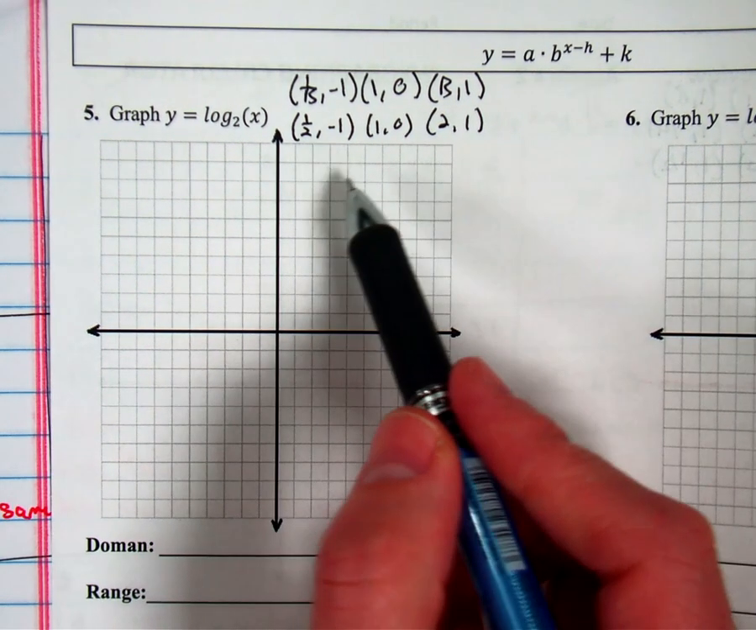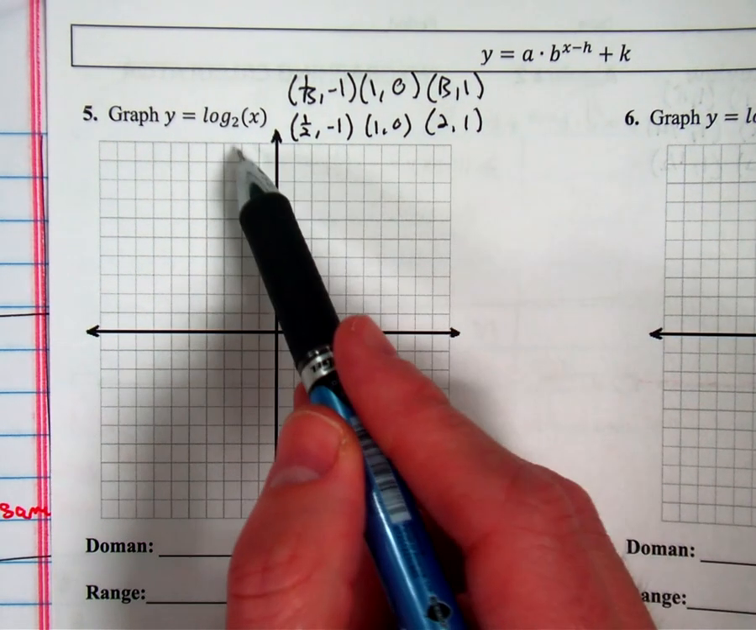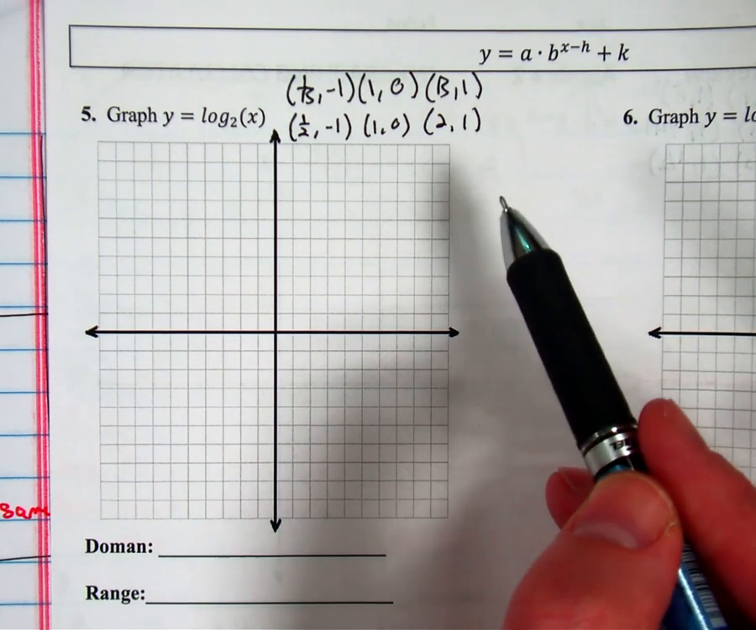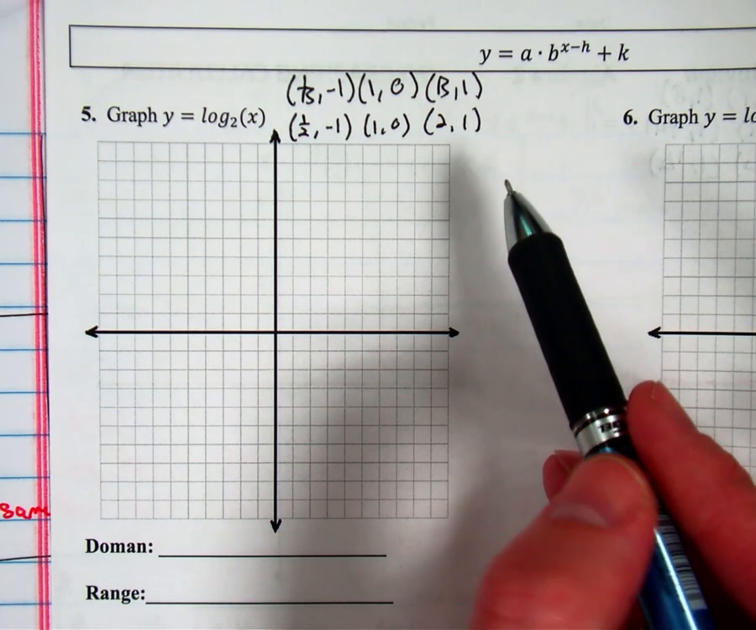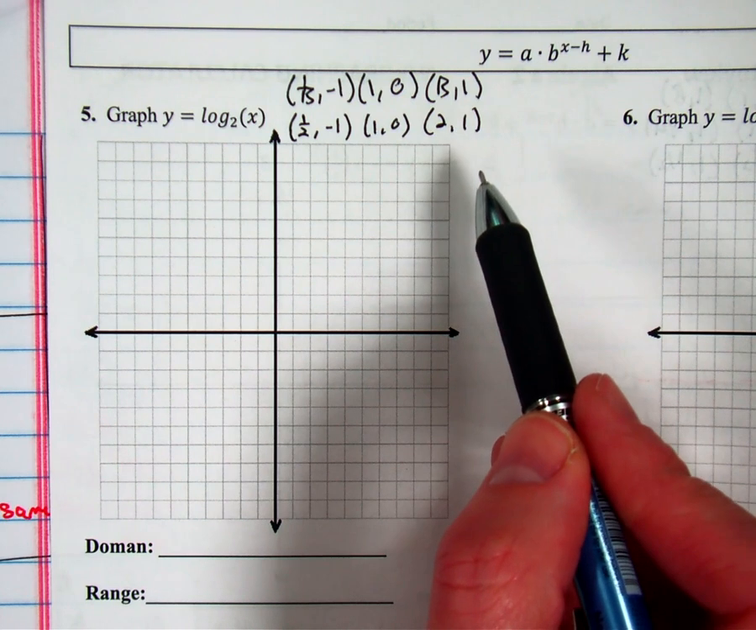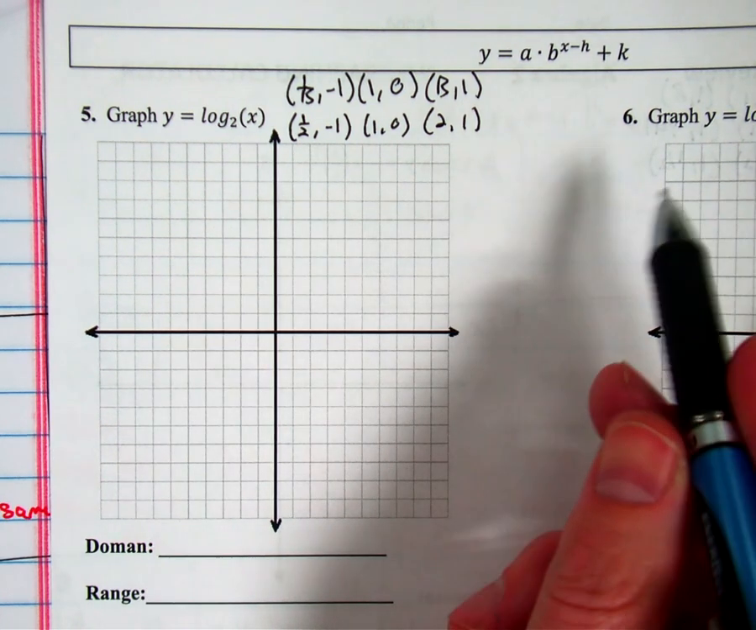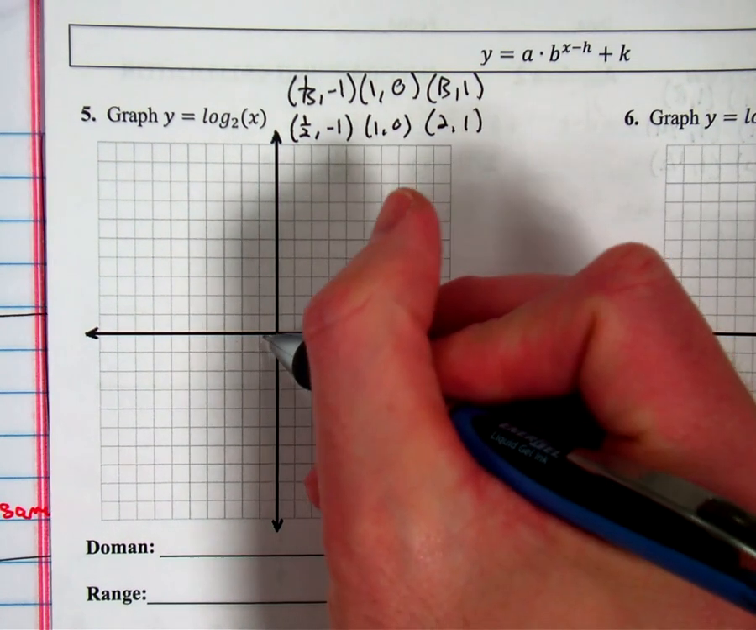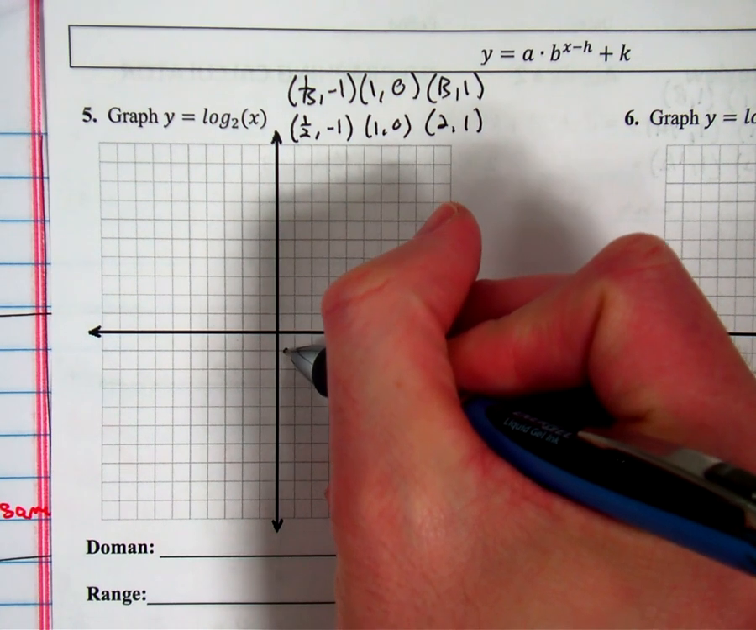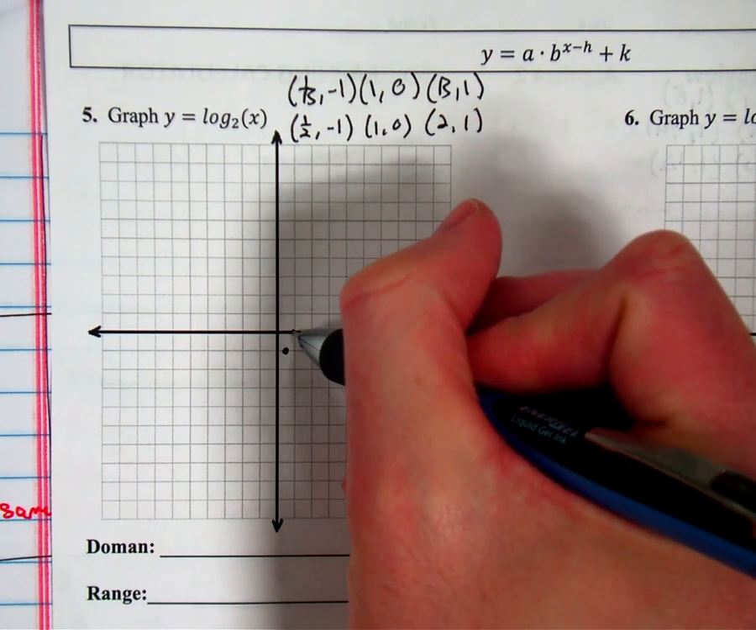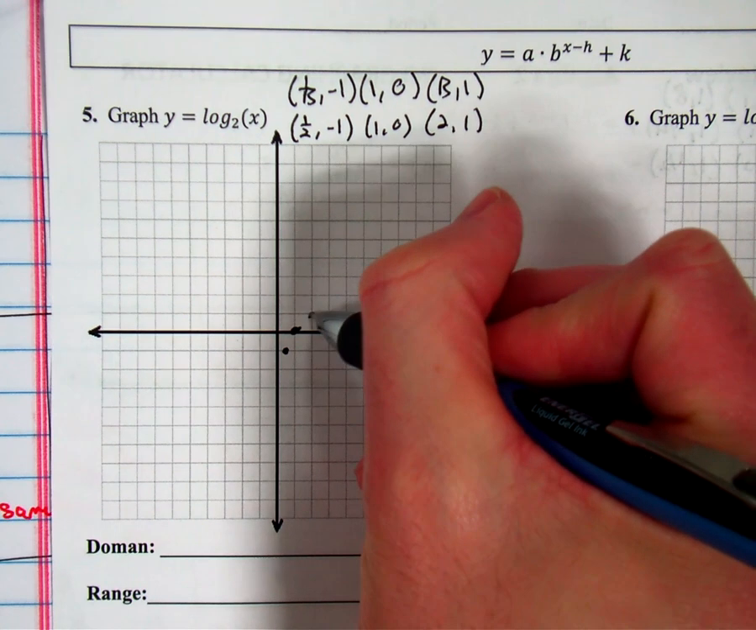And that's it. There's no left, right. There's no up, down. There's no multiplier. And yes, you will have a nice one like that. As per the rubric, you will have one like that on the test. Just a standard log. Okay, so we got half, positive half, comma negative 1. 1 comma 0. 2 comma 1.